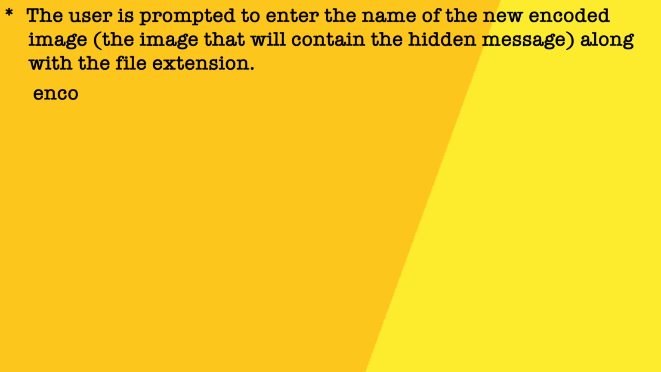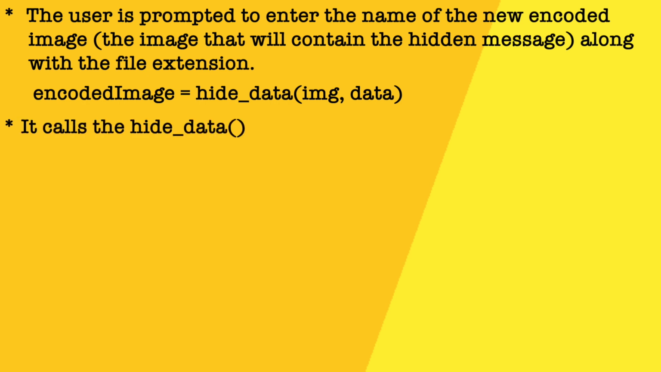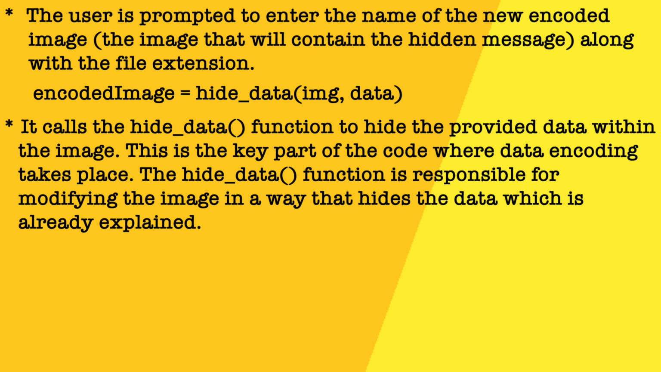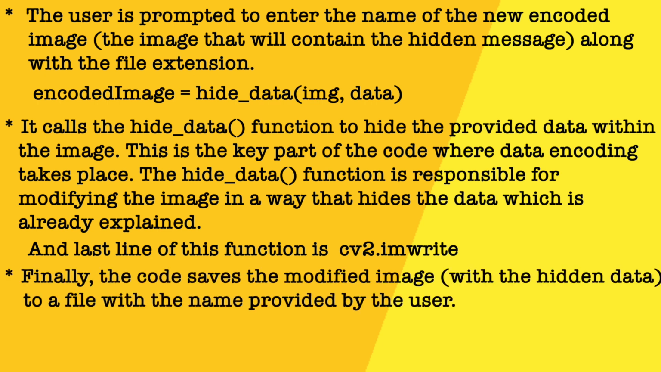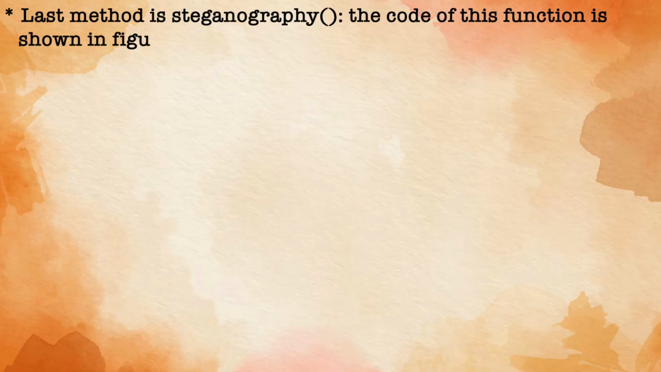And the next line is encoded image equal to hide_data image comma data. It calls the hide data function to hide the provided data within the image. This is the key part of the code where data encoding takes place. The hide data function is responsible for modifying the image in a way that hides the data, which is already explained. And the last line of this function is cv2.imwrite method. Finally, this code saves the modified image with the hidden data to a file with the name provided by the user. The last method is steganography.